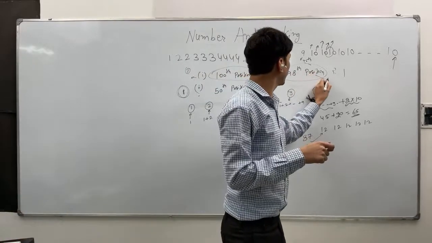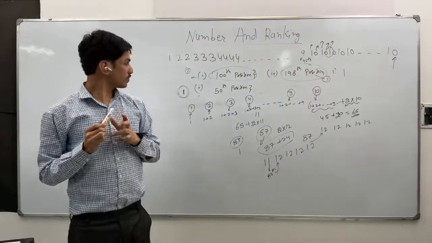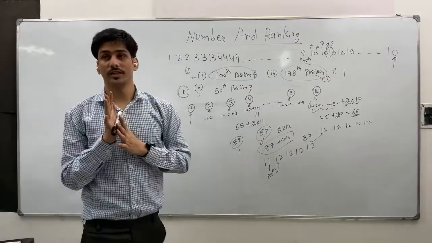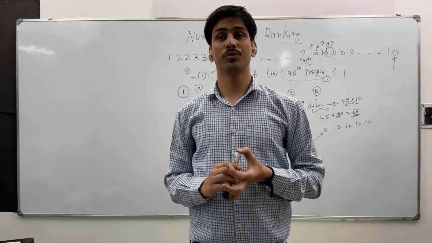198 is one, right? All are one only. Okay. Now try about 1000. To reach the 1000, what you are supposed to do?